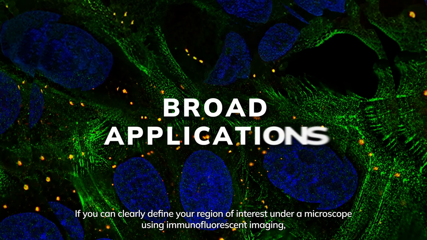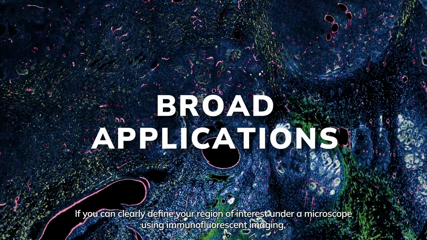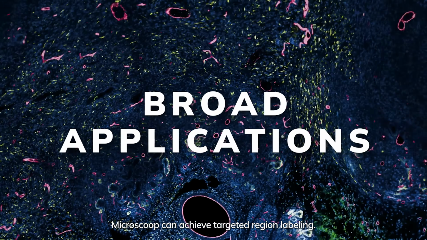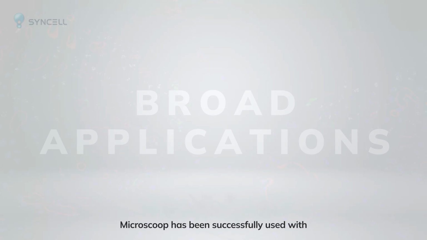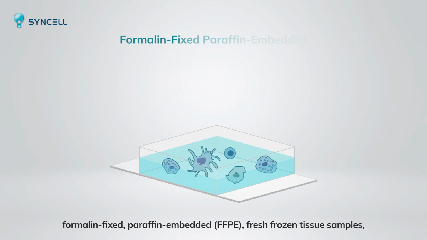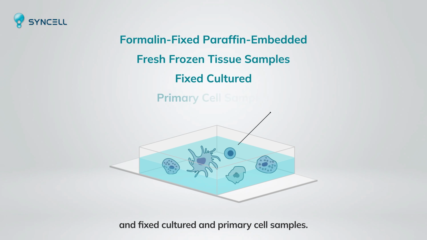If you can clearly define your region of interest under a microscope using immunofluorescent imaging, Microscoop can achieve targeted region labeling. Microscoop has been successfully used with formalin-fixed paraffin-embedded, fresh frozen tissue samples, and fixed cultured and primary cell samples.